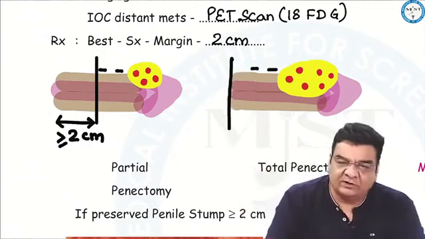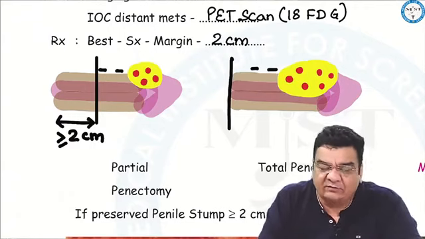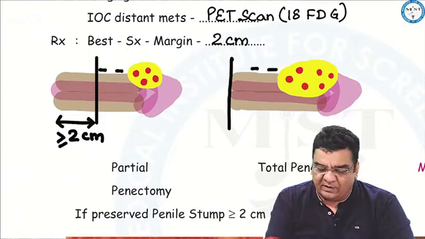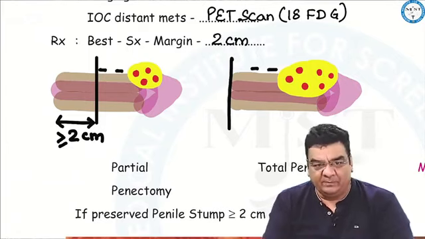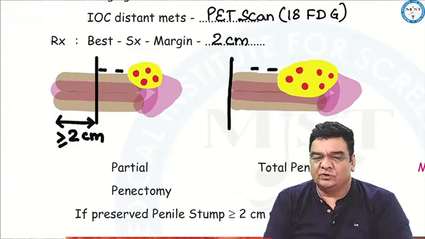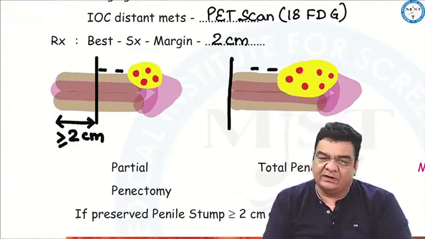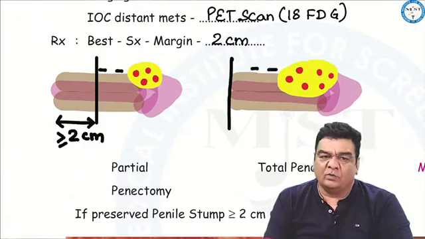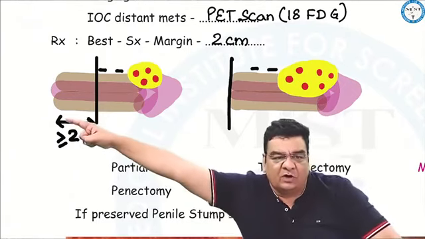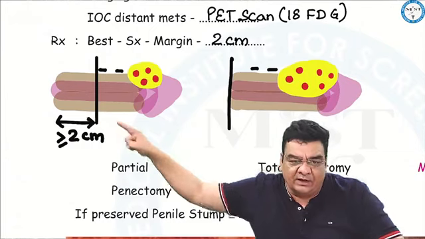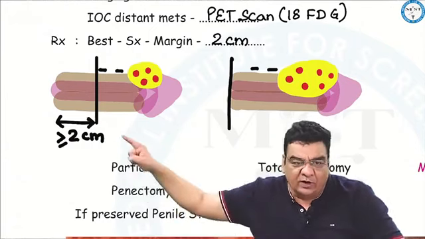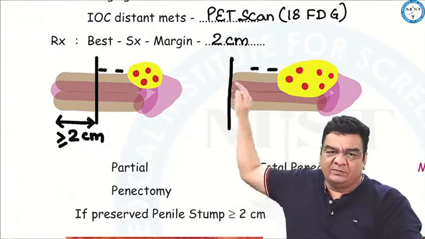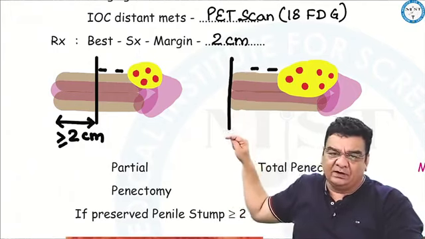Moral of the story, beta, for the treatment of penile cancer, we have got two options. Either we can do a partial penectomy or a total penectomy. The decision depends on this: if you are able to leave 2 or more than 2 centimeters of penile stump, then do a partial. If you cannot leave 2 or more than 2 centimeters of penile stump, then better to do a total penectomy.